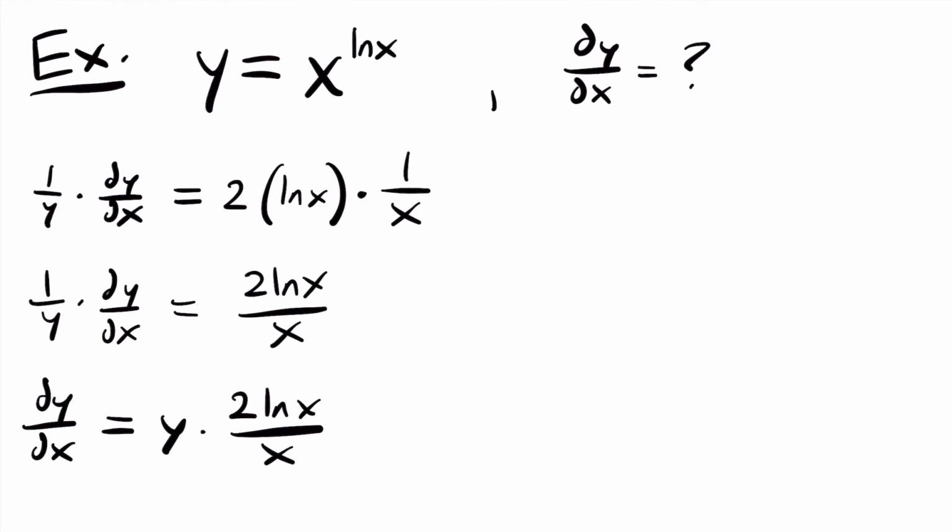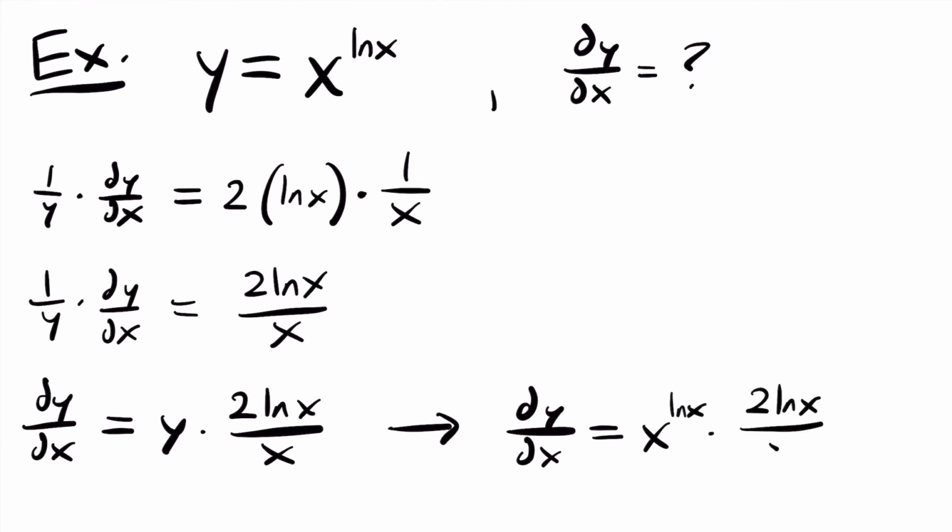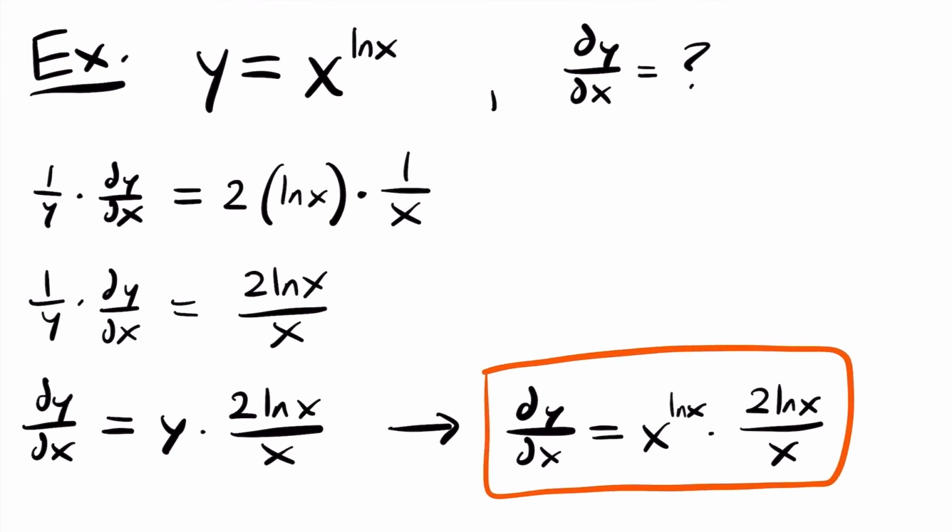And so now our last step is to replace y with what it is equal to. In this case, if we go back to our original function, we see that y is equal to x to the power of the natural log of x. And so if we replace y with that function, we will then have our derivative. And so we will have that dy/dx is equal to x to the power of the natural log of x times 2 times the natural log of x divided by x. And that is the final answer, or the derivative, to this function.